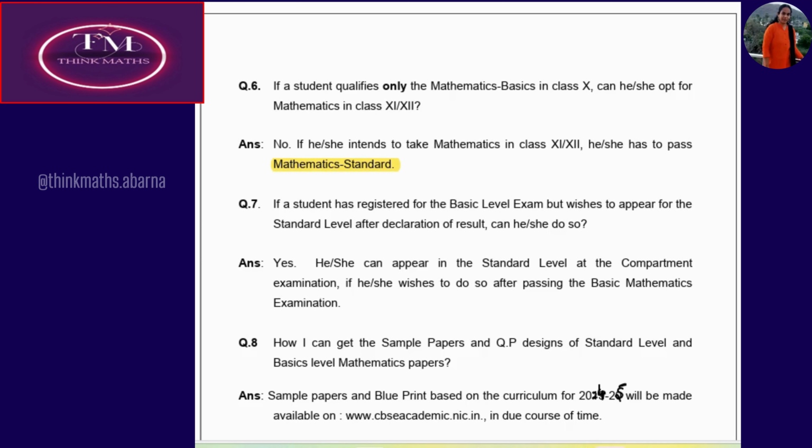Next, question 7. If a student has registered for the basic level exam but wishes to appear for the standard level after declaration of the result, can he or she do so? If you have written the basic level exam and passed it, and next you want to write the standard level, what has he to do? Yes, he or she can appear for the standard level at the compartment examination if he or she wishes to do so after passing basic mathematics. So you can appear for the standard examination at the compartment level.